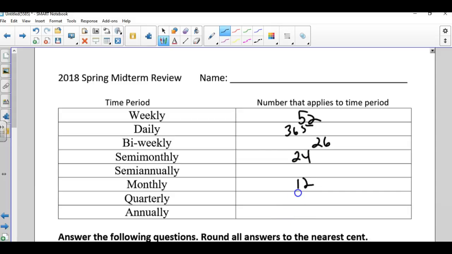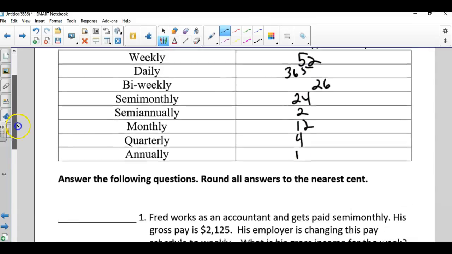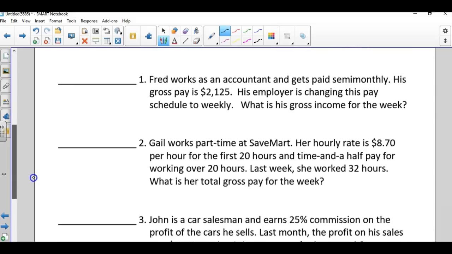Quarterly is 4 quarters in a year. Annually is once. Semi-annually, semi means multiply, so multiply annually by 2, you get 2. So these are the pay periods, how many times you get paid a year based off those standards. Let's go and look at this first example.